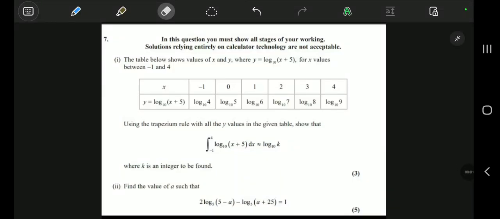Okay, question 7 says the table shows the values of x and y where y equals log with base 10 of (x plus 5), for x values between -1 and 4. Using the trapezium rule, with all the y values in the given table, show that the integral from -1 to 4 of y dx is approximately equal to log with base 10 of k. Okay, so what do we need to do?